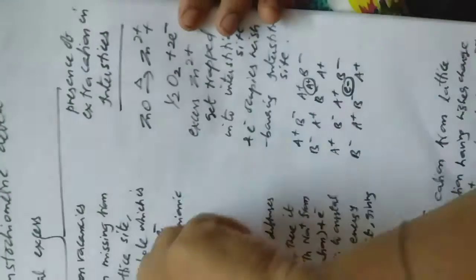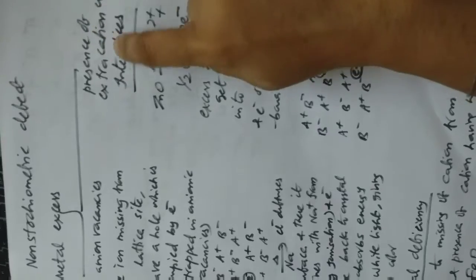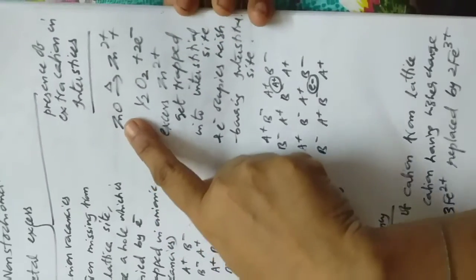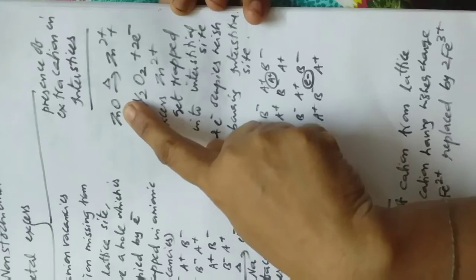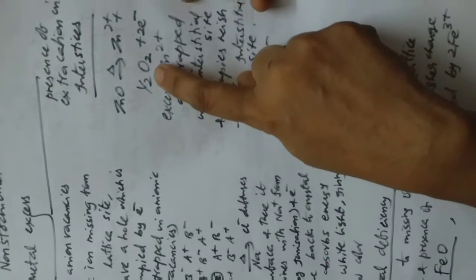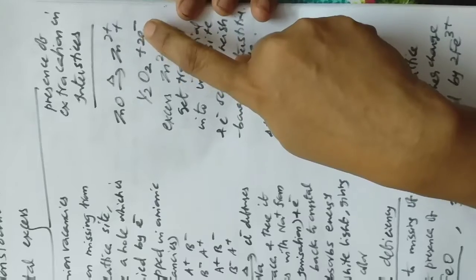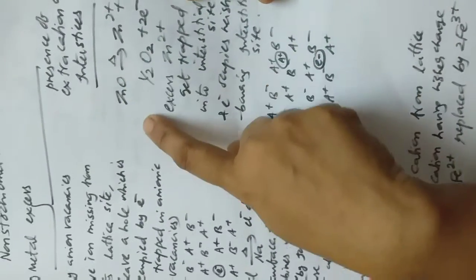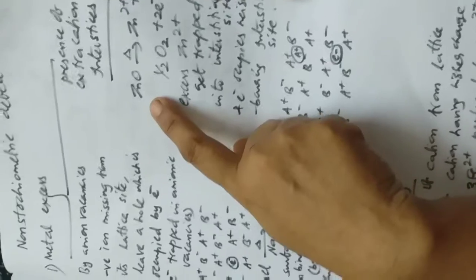Now coming to the second category, metal excess due to the presence of extra cation in the interstices. Zinc oxide crystal is white in color. Whenever it is heated, it gives Zn2 plus, half O2, plus 2 electrons, and it turns yellow. Very, very important board question: zinc oxide is white in cold and yellow in hot.